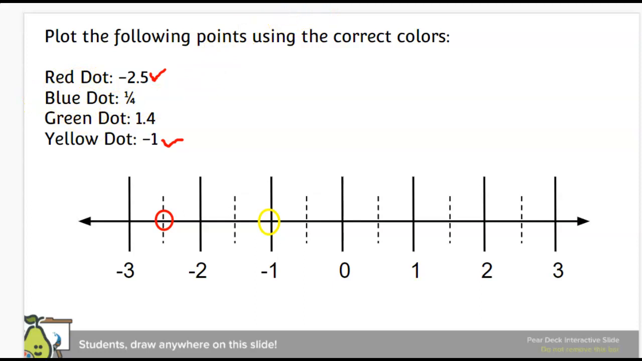Okay, now these are the ones that might give us a little bit of a struggle. So let's look at the blue one first. The blue dot says 1/4. So what that means is that something is cut up into fourths. If you notice, there is no whole number, so we're actually talking about between 0 and 1.